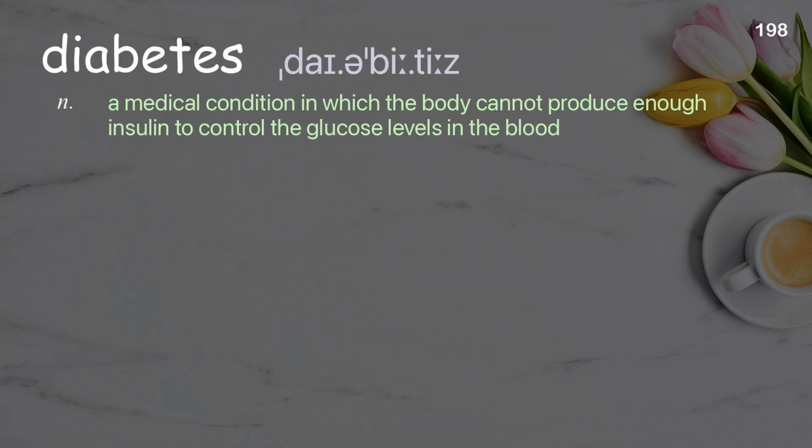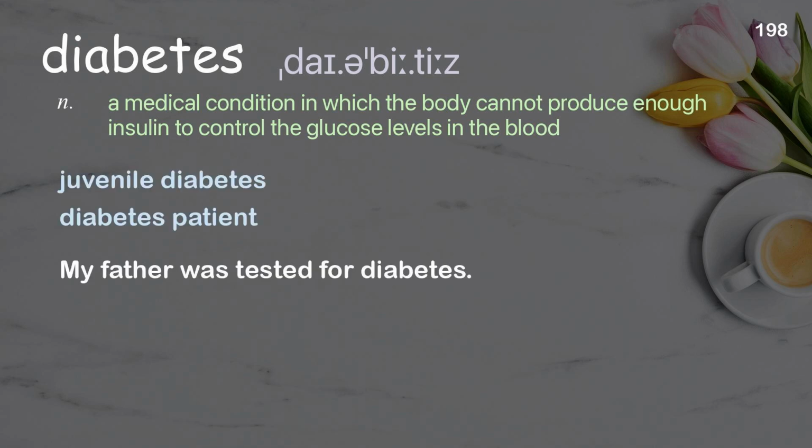Diabetes. A medical condition in which the body cannot produce enough insulin to control the glucose levels in the blood. Examples: Juvenile diabetes. Diabetes patient. My father was tested for diabetes.